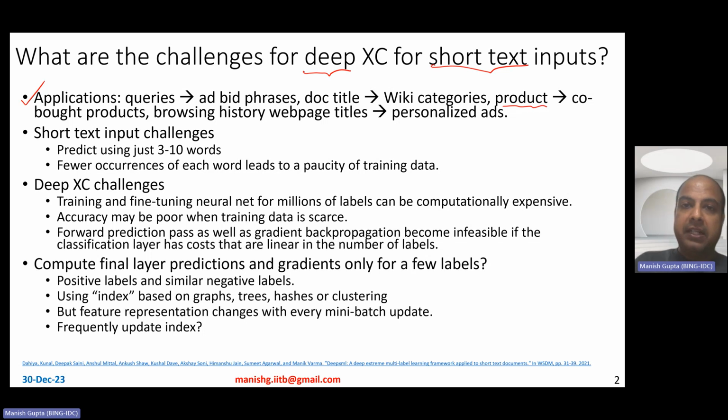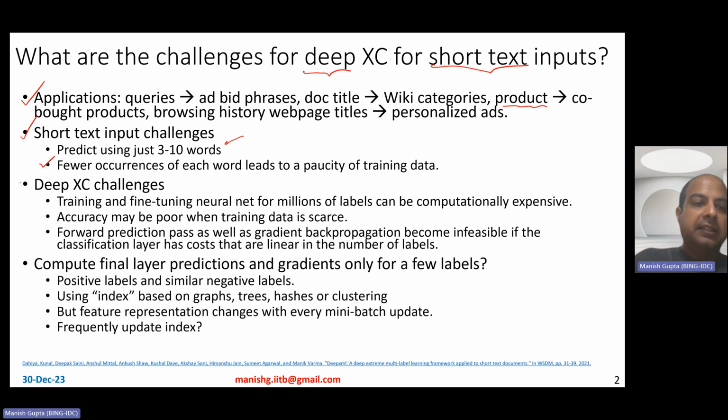Now there are multiple challenges when you're dealing with short text. First of all, you have very short text, so you have to make predictions using just 3 to 10 words. That's basically one of the problems. The second problem is that when you have short text, by definition, you have fewer words, and therefore fewer occurrences of these words, which leads to scarcity of training data. The overall number of tokens in your training data is too small. Those are the two problems.